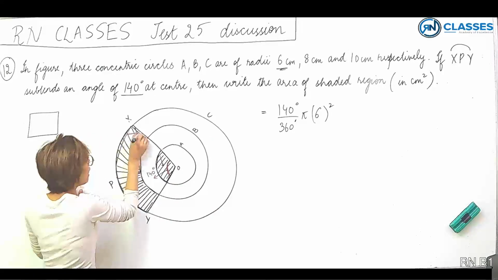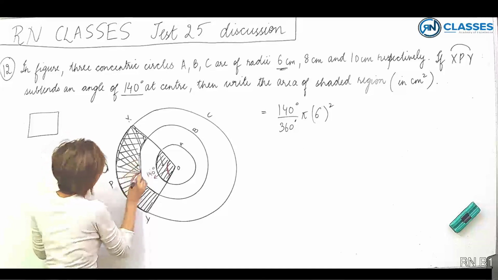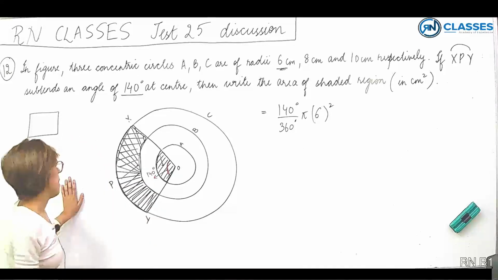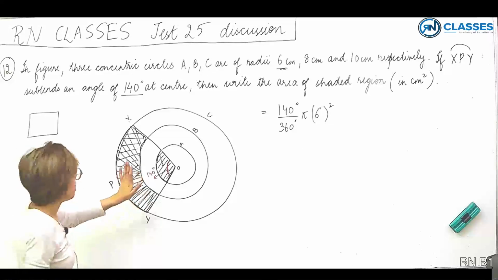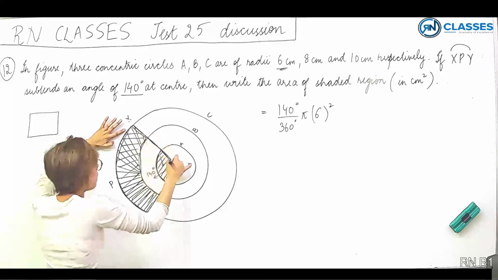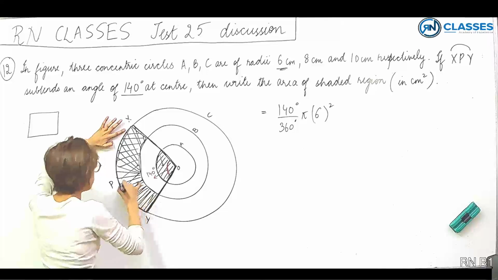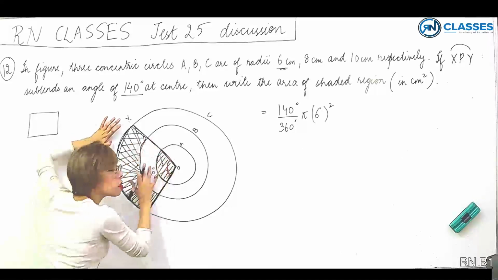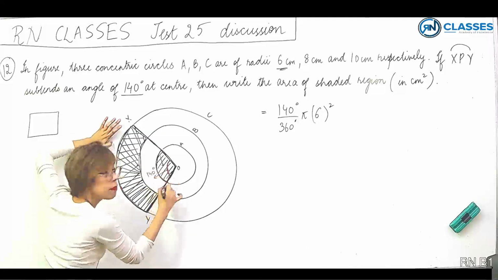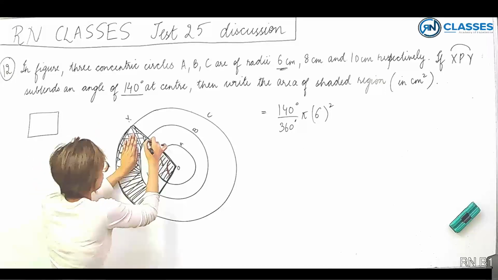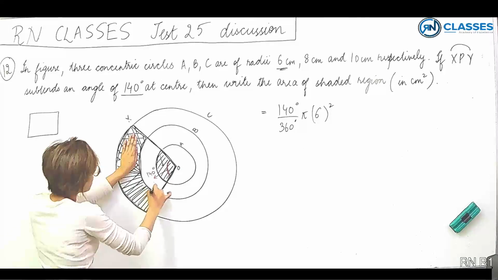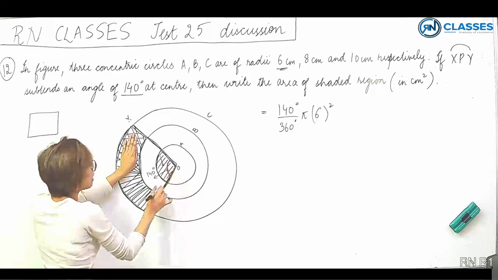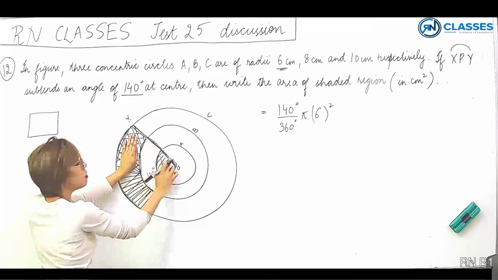Now, I need the area of this region as well. How do I get this area? Now, this is getting involved in the sector, no doubt about it. But, if you look carefully, if I take the sector of the bigger circle, I'll get the entire region. I'll get this part as well. But, I don't want this part. Now, the thing that I need to subtract is nothing but the sector of this middle circle.